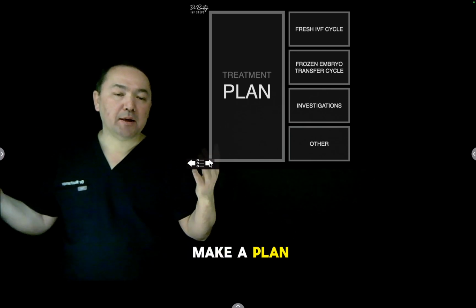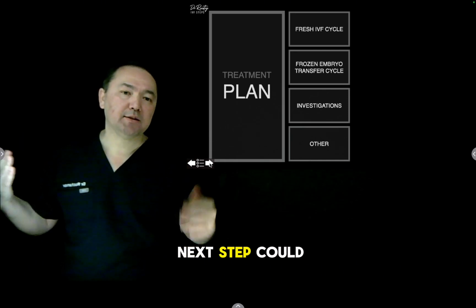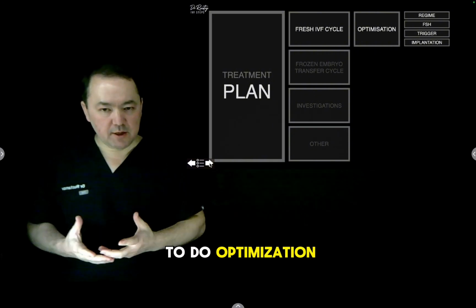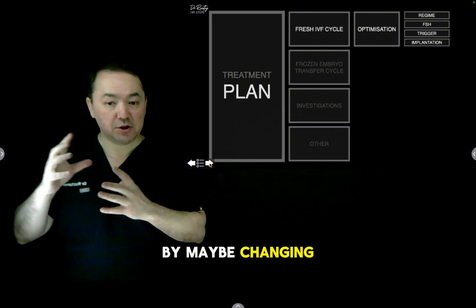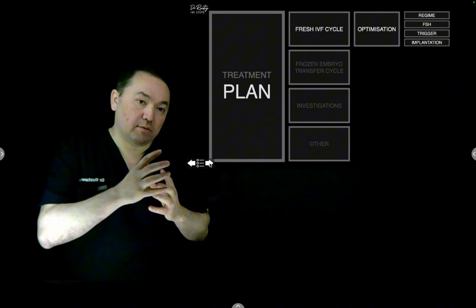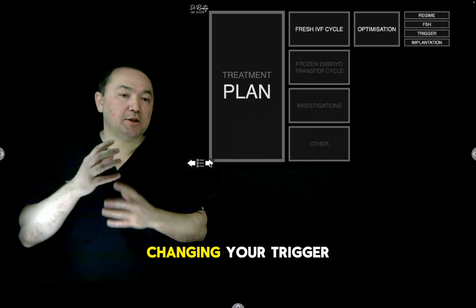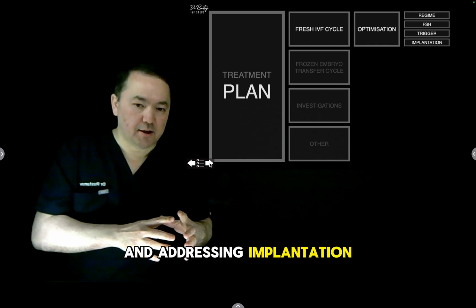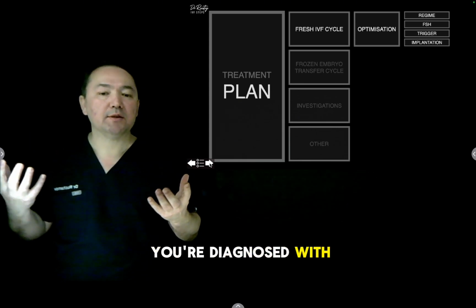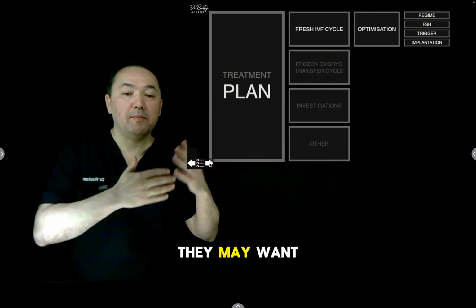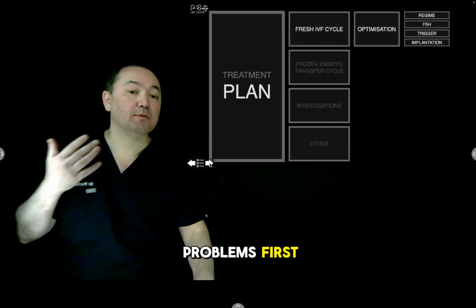Then they will make a plan for the next step. The next step can be a fresh IVF cycle. Then they need to optimize your next IVF cycle by maybe changing the regime for stimulation, changing the FSH drug type and drug dose, changing your trigger type and dose, and addressing implantation issues. For example, if you're diagnosed with endometrial polyp, adenomyosis, or severe endometriosis, they may want to address those problems first.